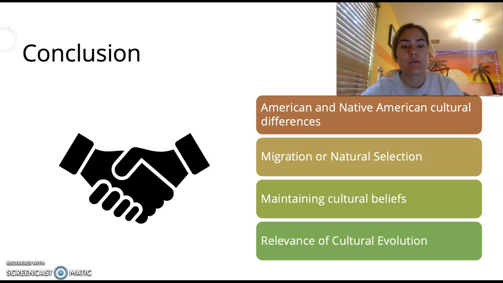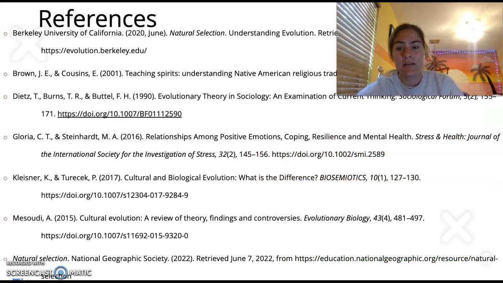Overall, this goes to show how cultural evolution can be used as a way to explain differences seen between cultures and give people a better understanding of how different populations of individuals are so different. And from this presentation, I hope that you all take away how relevant cultural evolution is in our society today. And I want you guys to ask yourself the question, how can you see cultural evolution in your own cultural values and beliefs today?